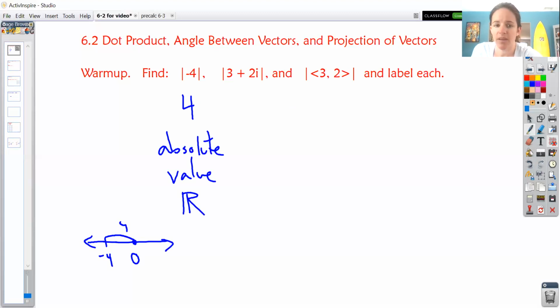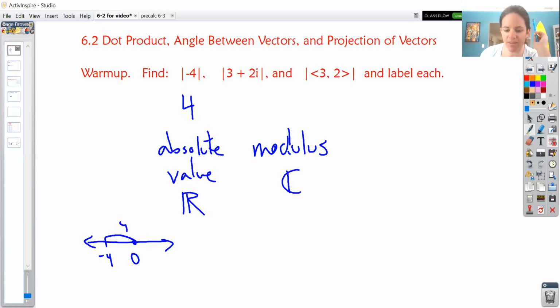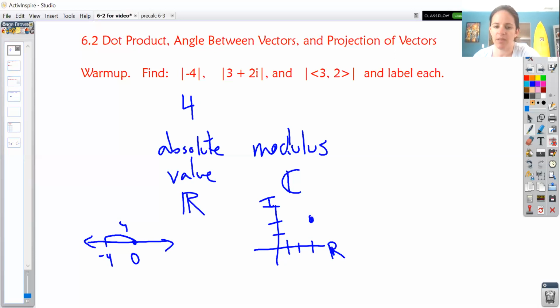The next one is called modulus. And we did this when we were learning complex numbers. And the modulus of a complex number is its distance from 0 on an argand diagram. So 0 is the origin. And this is the real axis, and this is the imaginary axis. And so 3 plus 2i would be this point right here. And then when we find the distance from the origin, that would be the Pythagorean theorem. 3 squared plus 2 squared square root, I get root 13. And that would be the modulus of that number.